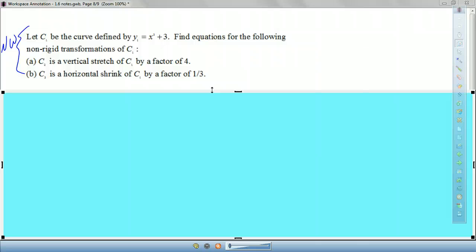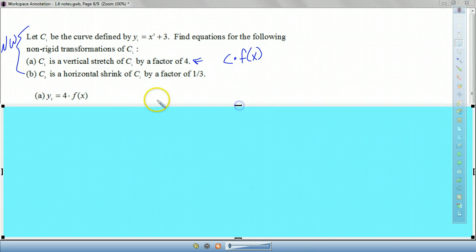So got it. If you don't have it down, just pause the video. The first one we're going to look at is a vertical stretch. When we see a vertical stretch, the first thing that tells me is I'm going to put C times f of X on the outside. So what that tells me is I'm going to put a 4 outside my f of X. So I get y equals 4 times whatever f of X is, which if we look up here, our f of X is equal to x to the third plus 3.